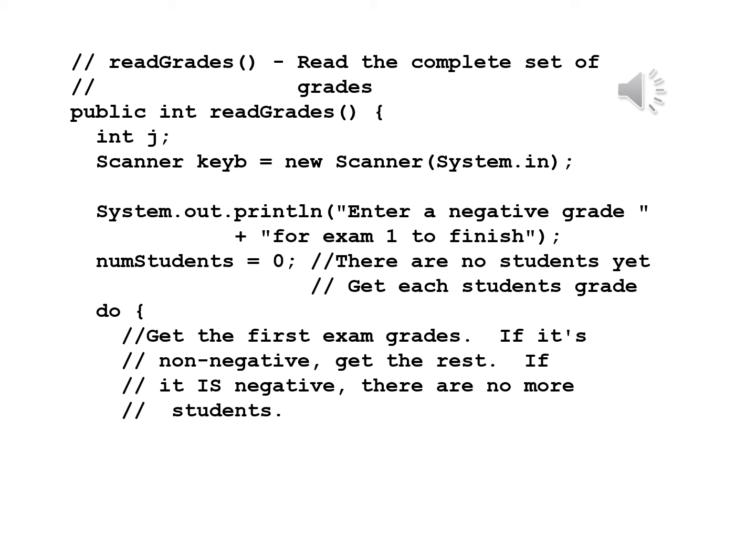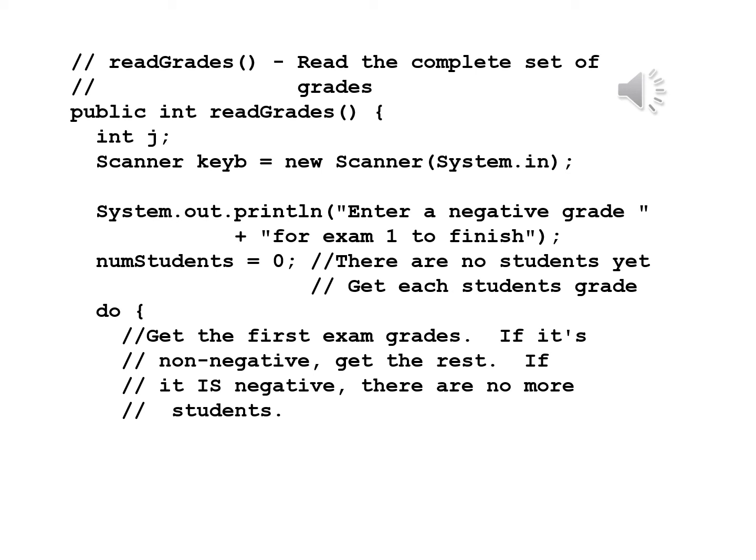And then we will write System.out.println, "Enter a negative grade for exam 1 to finish." We set numStudents here to 0. And please keep in mind we don't declare numStudents because it is a property of the class. There are no students yet, and we're going to fix that in about a moment.